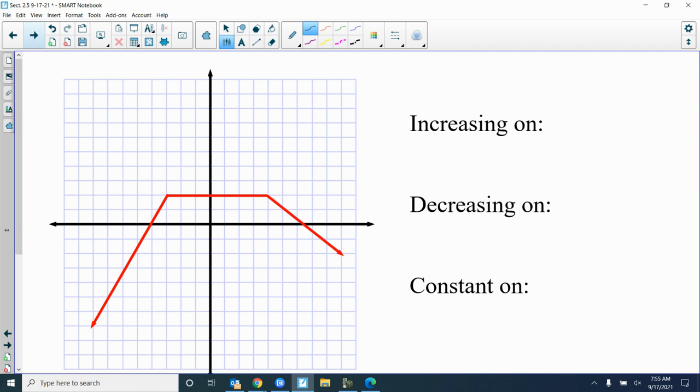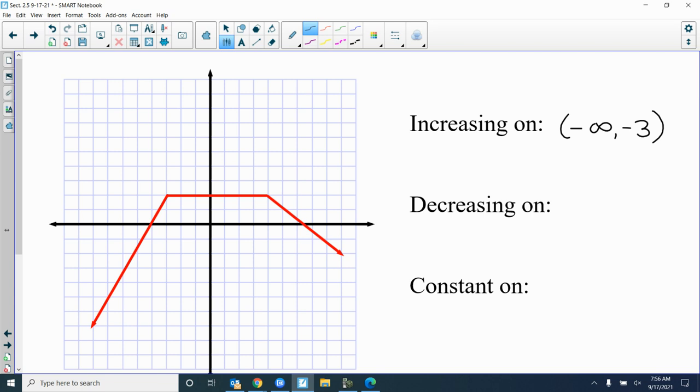Okay, what interval is it increasing on? Well, you got to watch. Don't get fooled by that arrow. That arrow just says it goes in this direction. But as you go from left to right, this graph is increasing from negative infinity till it gets to this x value of -3. So it's increasing on the interval negative infinity to -3.